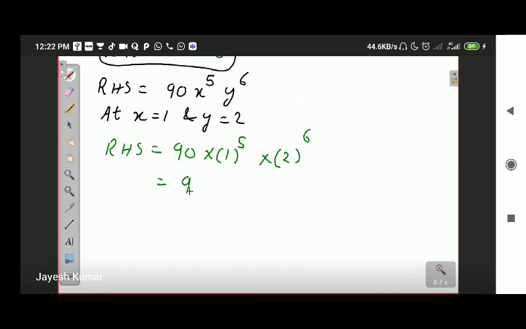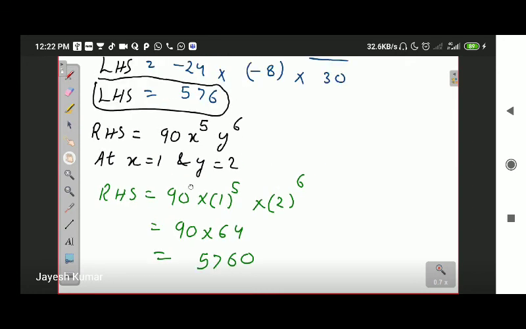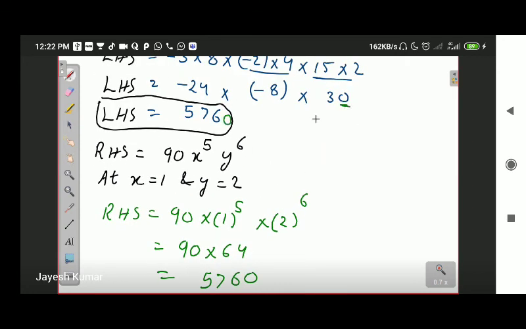Okay. This will be 90 into 1 to the power 5 is 1, 2 to the power 6 is 2 to the 4, 4 to the 8, 8 to the 16, 16 to the 32, 32 to the 64. This will be 64. Okay. Once we multiplied, 9 4s are 36, 9 6s are 54. 5760. Let me make a correction over here as well. This was 5760. I did not count one 0. The answer for both LHS and RHS is same.